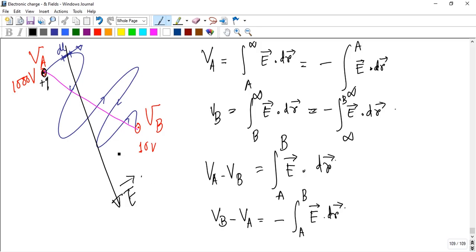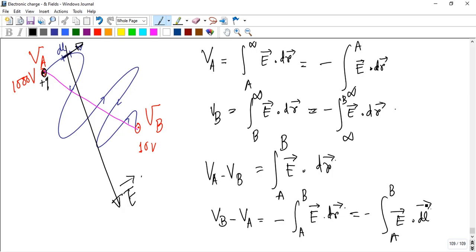Now here dr is the length, actually the path length, so we get a dl vector. So that is equal to minus integral A to B of E dot dl vector.